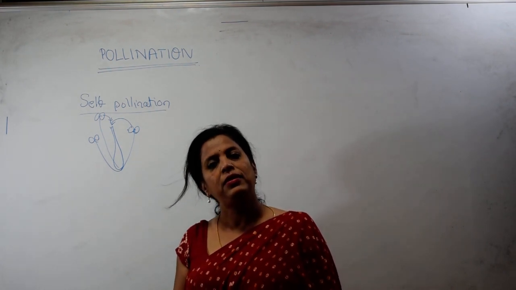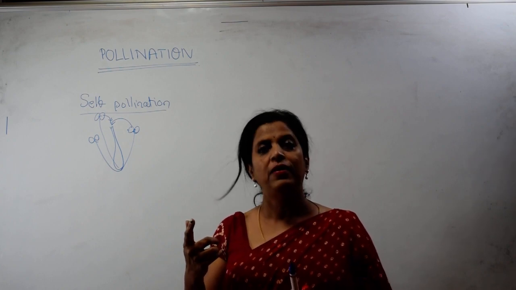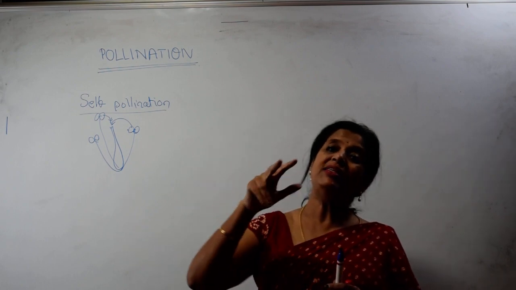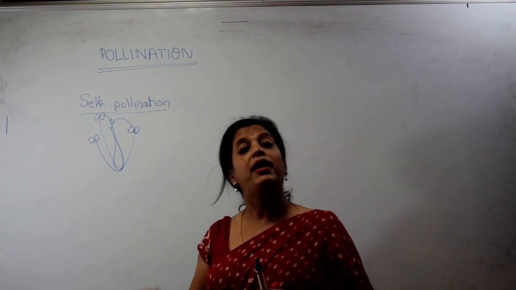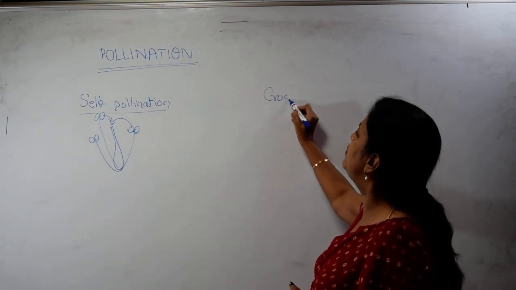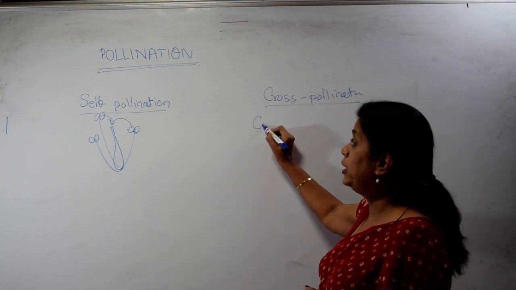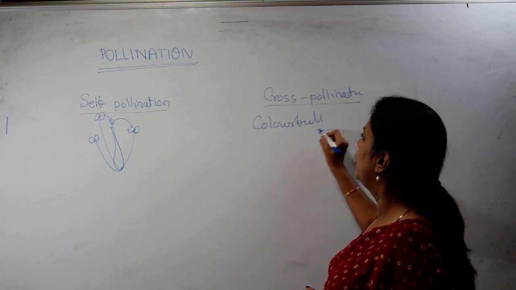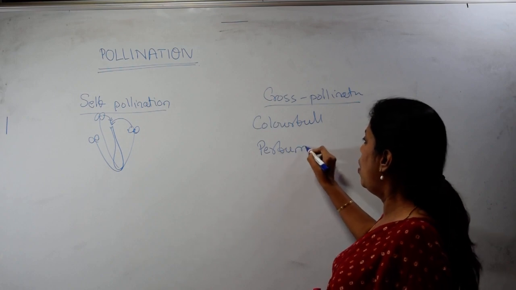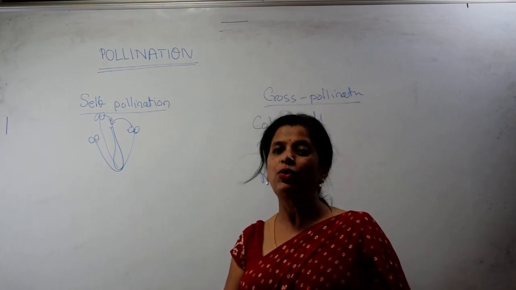For this reason, self-pollinating flowers don't have attractive color, they don't produce nice smell, they don't have nectar. Sometimes they may have nectar also, but mainly they don't have much nectar. Why all these three things are required is to attract the external agencies to help in pollination. Therefore, cross-pollinating flowers should be colorful, they should have certain smell or perfume, and they must have nectar. These are the basic requirements for cross-pollination.